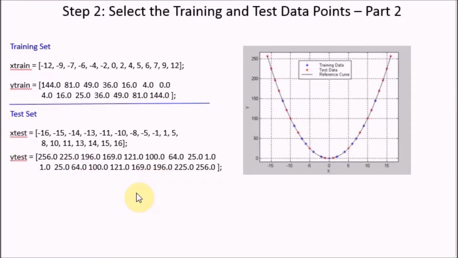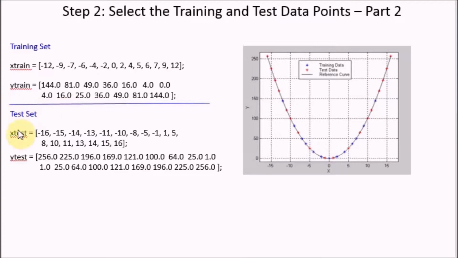Okay, this is sort of the same thing, but looking at the actual data. So here's the original plot that we were looking at, and this is the actual training set data itself. Xtrain is the array of X inputs for the training set. So this would be all the blue points that you see here, -12 to +12. And then Ytrain is the Y array of data, the Y output. So for example, for -12, you're going to get an output of 144. For -9, an output of 81. This is the Y equals X squared function, of course.